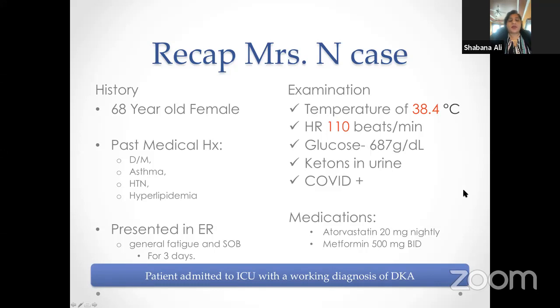On examination, when she came to the ER, you found that the patient had a temperature of 38.4 degrees Celsius and her heart rate was 110 beats per minute. You checked her glucose, which was 687, and you did a urinalysis and found some ketones. And then I think it should not be a surprise: she had COVID testing and she was positive for COVID. So as I said, she's in ICU now with the diagnosis of DKA. Next slide, please.